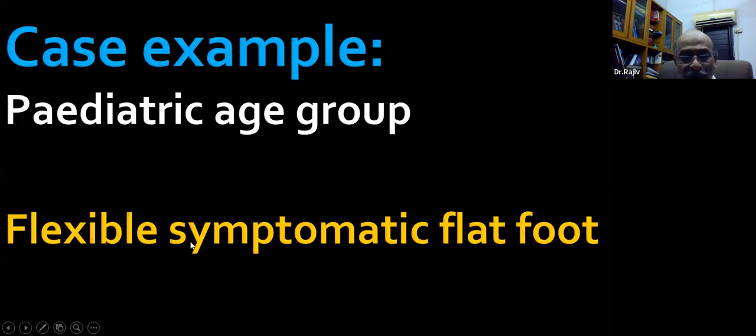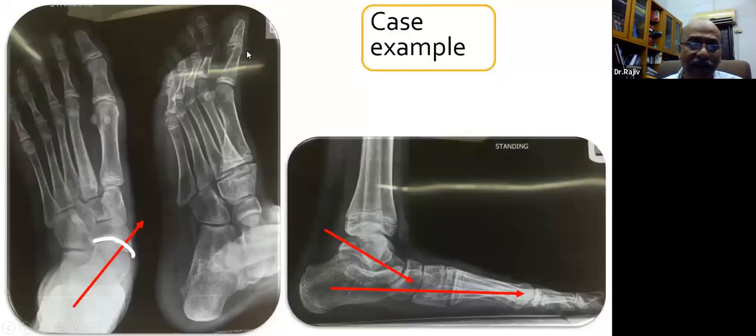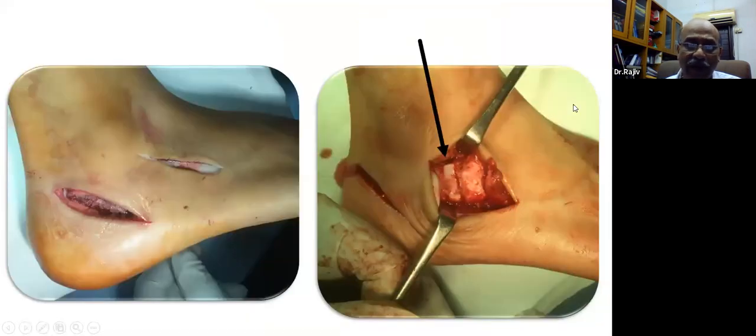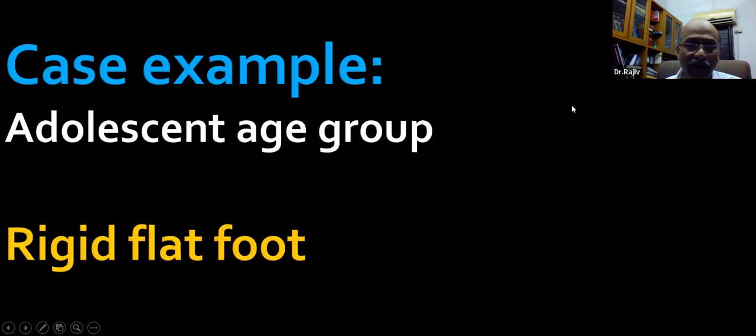But I'm giving you the example of a flexible symptomatic flat foot in a child which went on deteriorating. And these are the cases which might require surgery. And this was a deteriorating pediatric flat foot which required surgical correction.